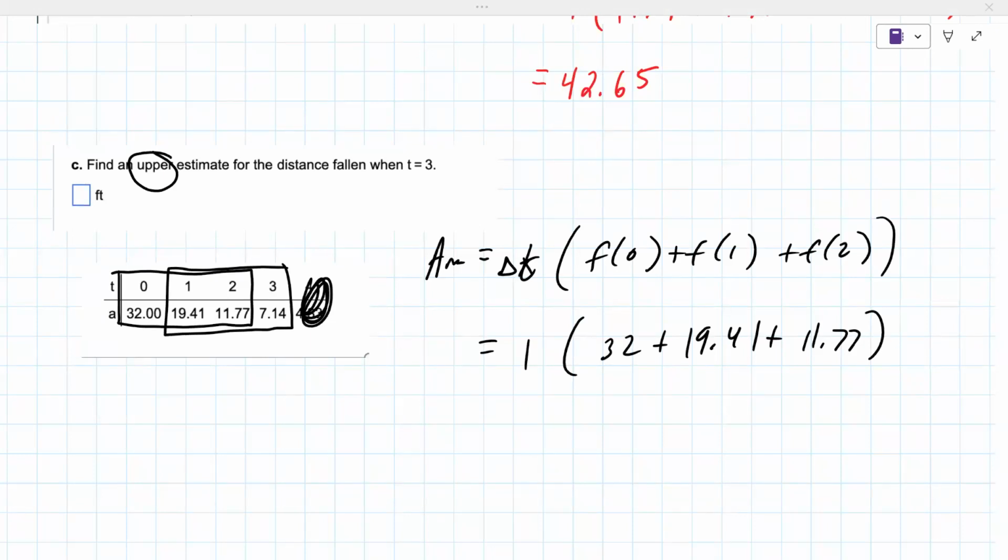So I want to add those up again. And I got here 63.18. Yep. That's what I got too. All right, that's your answer for this one.